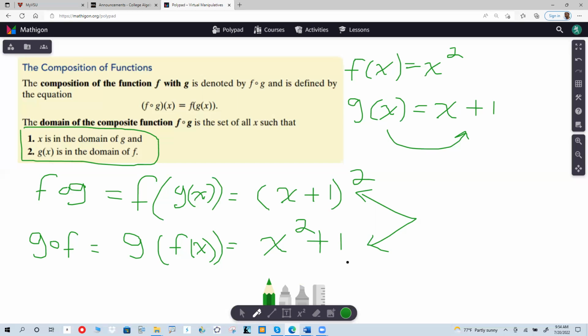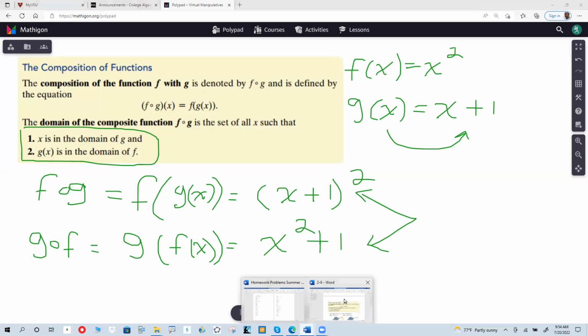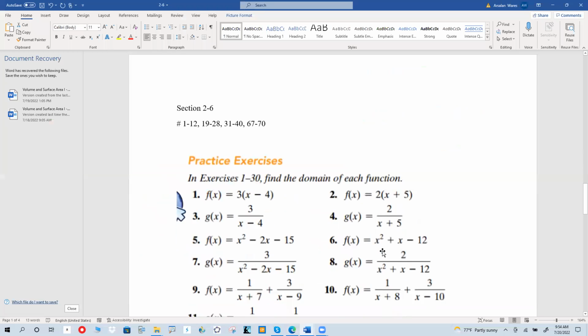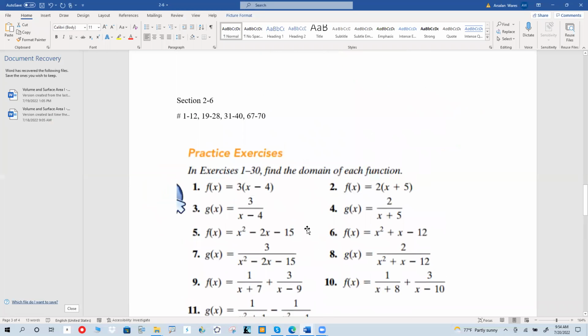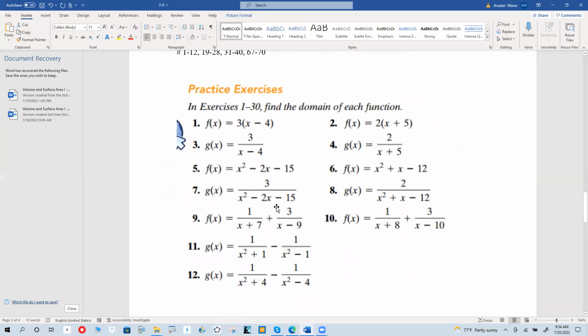Okay, guys, I think we're ready for some of the problems from your book. So let's do this. We assigned 1 through 12.